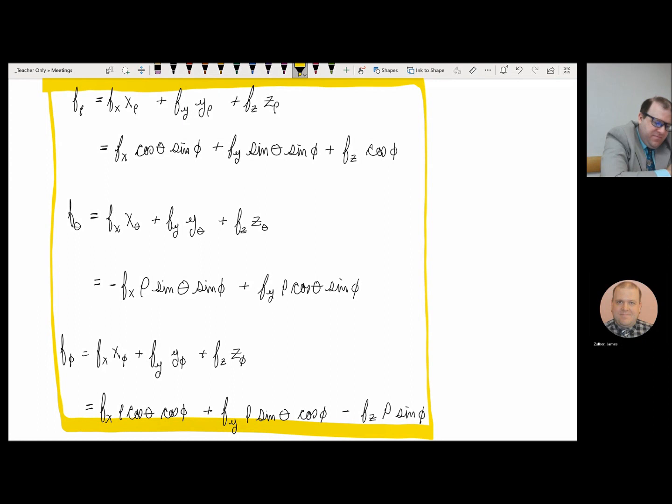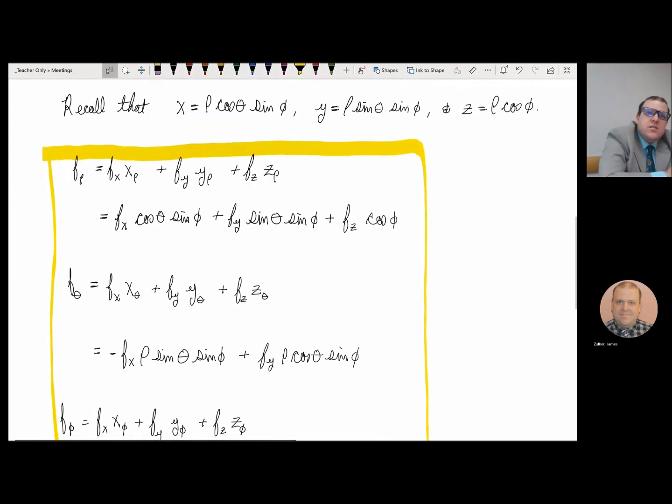Negative rho sine theta sine phi. Where? The dot, middle. This one? Why would it be negative? Is it?